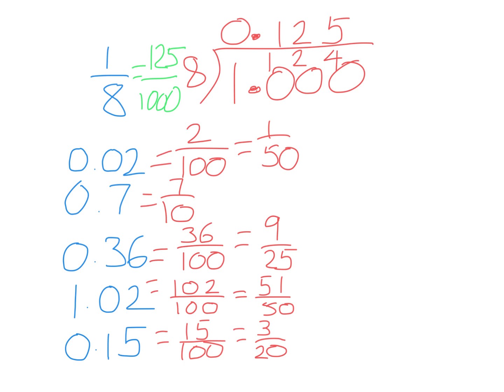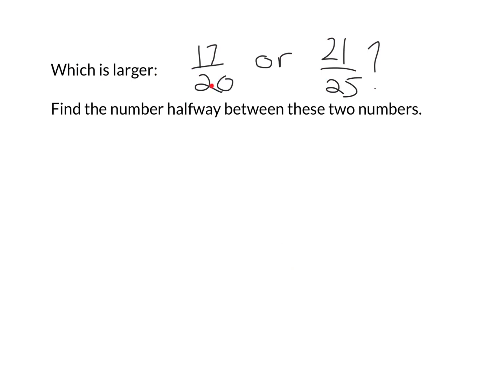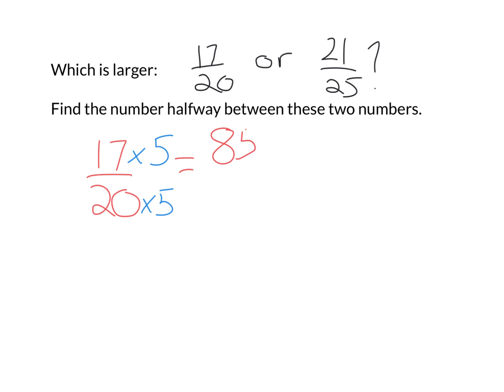Let's now look at a slightly harder question. So which is larger, 17 over 20 or 21 over 25? Now, we did questions like this before involving equivalent fractions, but we can make it easier on ourselves to convert these both to decimals. So let's first convert 17 over 20 to a decimal. Well, 20 can be multiplied by 5 to get to a power of 10. 20 times 5 is 100. What you do to the bottom, you must do to the top. 17 over 20, 17 times 5 is 85.